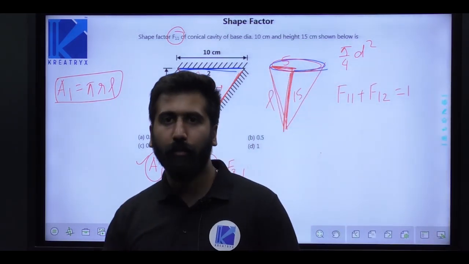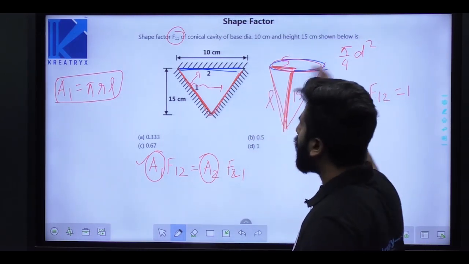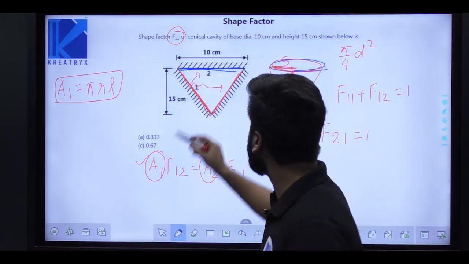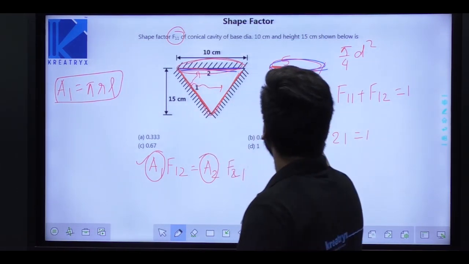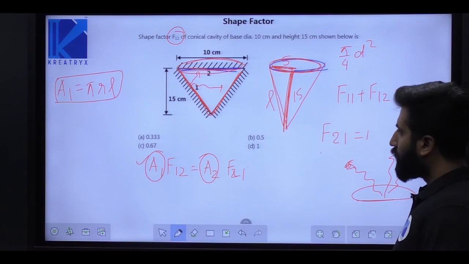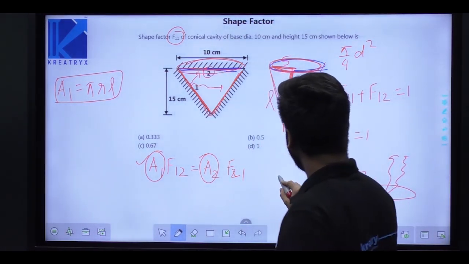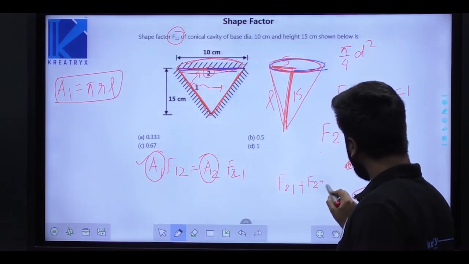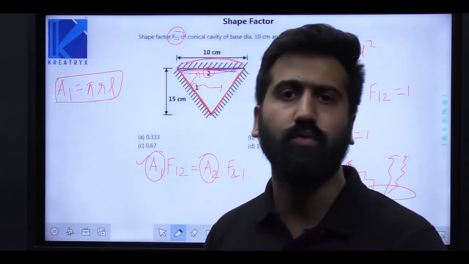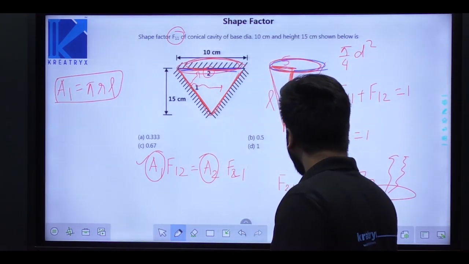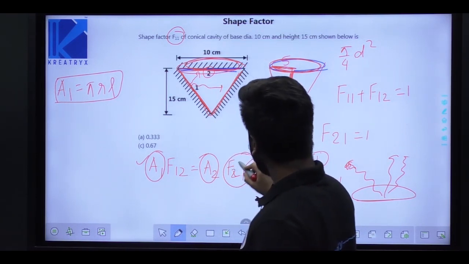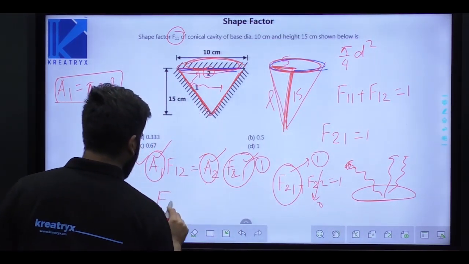What about F21? Can I say that F21 is 1? That is, all the radiation energy leaving surface 2 will be falling on 1 only, because this is a plane surface. You can also apply the summation rule on 2: F21 plus F22 is equal to 1. So F22 will be 0. What is F22? The part of radiation energy leaving 2 and falling back on 2. That is not possible here. So all the energy leaving surface 2 goes to 1, which implies F21 is 1. So I know F21, I know A2, I know A1. I can find F12.